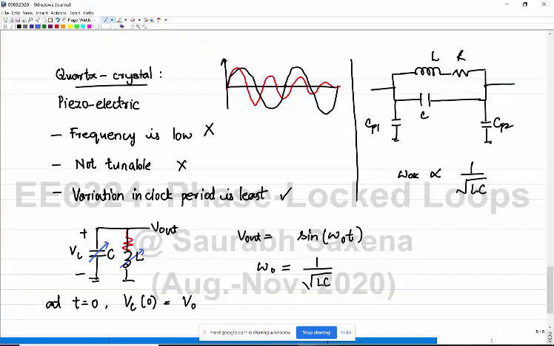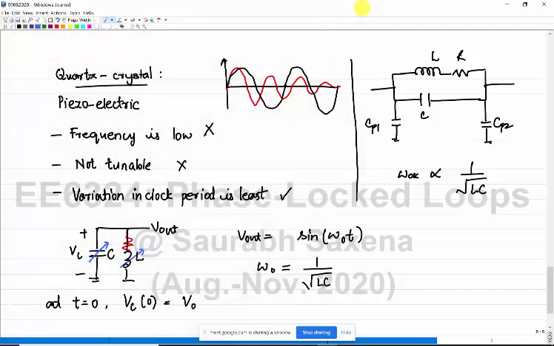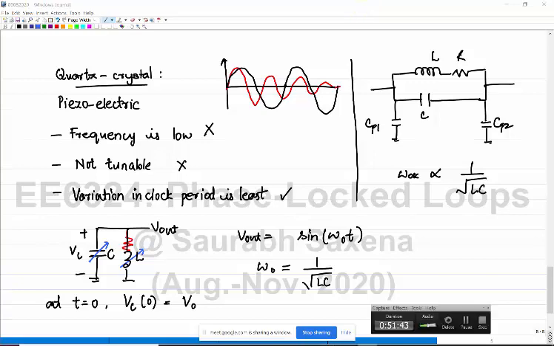The only good part here is that you are getting whatever frequency you need if you can change your LC. But either the system stops oscillating, or because the component values vary, you are going to have a problem with the output frequency. Okay, and all these problems will be sorted out by your phase lock loops. Okay, so let me stop here. If you have any question, let me know.